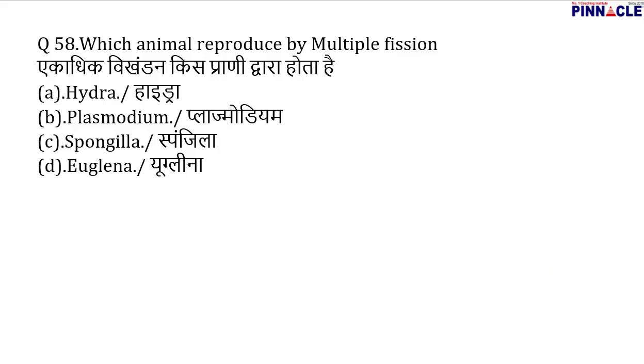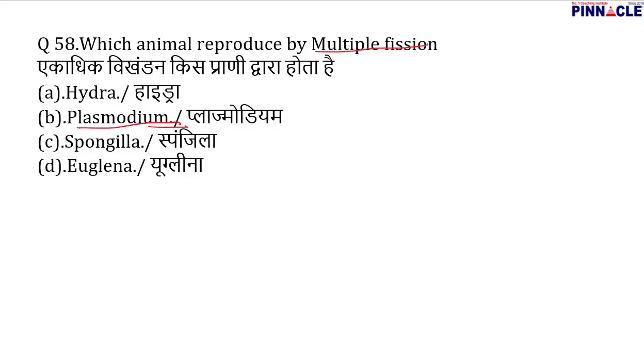So question number 58 is, which animal reproduces by multiple fission? So multiple fission is also a type of asexual mode of reproduction, and in this mode of reproduction, one parent cell divides into many daughter cells. In case of binary fission, the parent cell divides into two daughter cells. But in multiple fission, the parent cell divides into many daughter cells. And such kind of reproduction occurs in case of Plasmodium. So always remember that Plasmodium reproduces by the method of multiple fission.